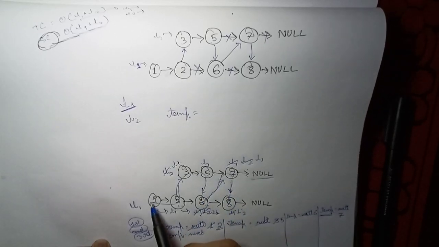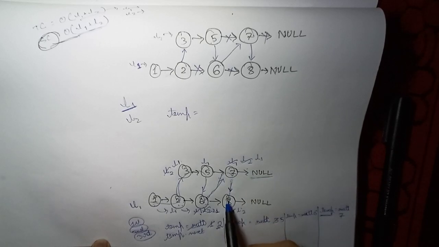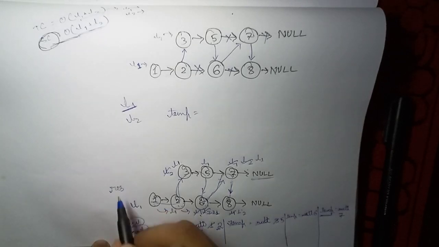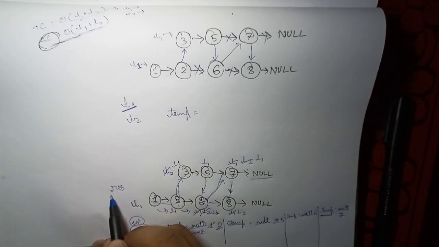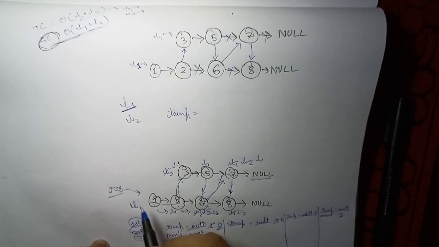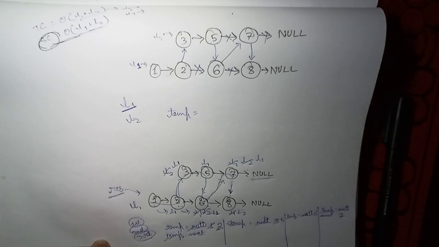which is our answer: 1 2 3 5 6 7 8 null. And you can see this is a merged sorted linked list. In the beginning we could have made a node, or let's say a variable, which would point towards the beginning of L1, and we can return this res, and hence that is our answer. So now let's look at the Java code.